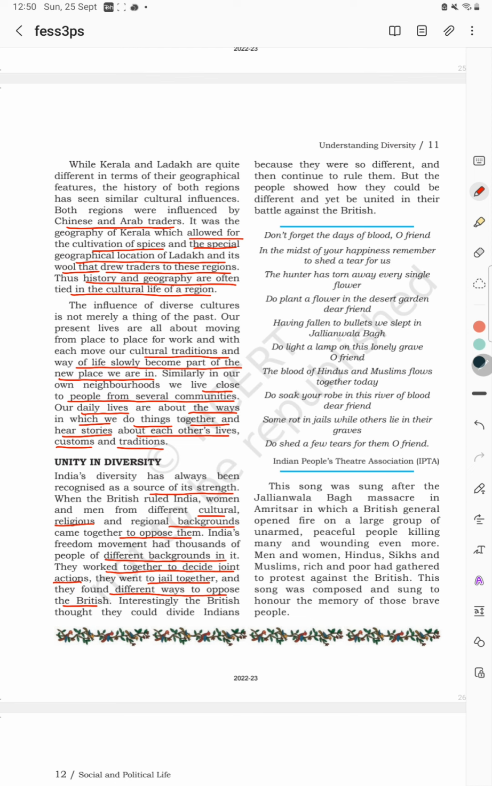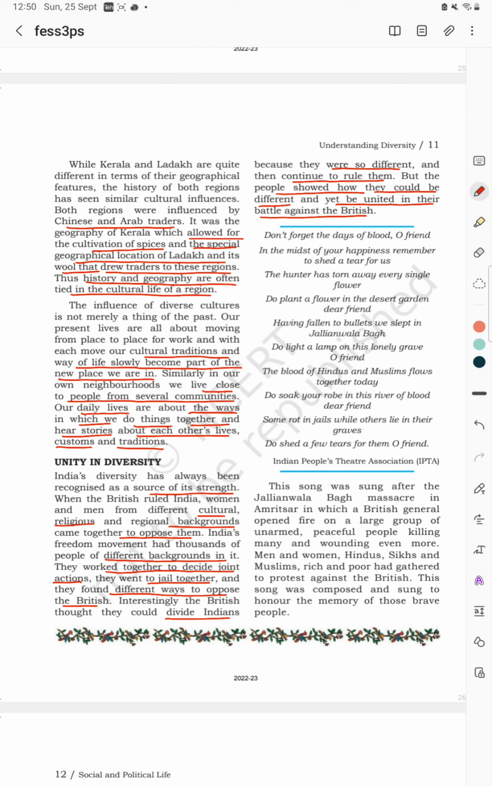Interestingly, the British thought that they could divide Indians because they were so different and they continued to rule them. But the people showed how they could be different and yet be united in their battle against the Britishers. As we all know, India is a diverse country. So the Britishers knew that India is diverse, so they thought they would divide the Indians based on their diversity and they could continue to rule them.